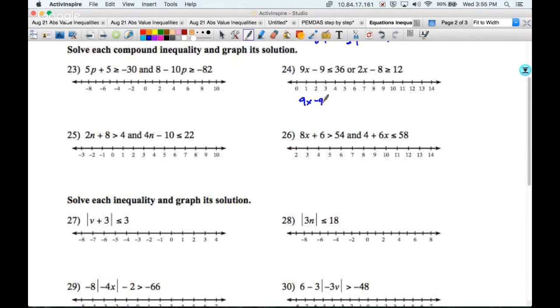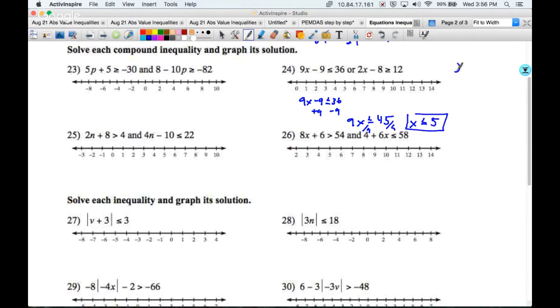The 9x - 9 less than or equal to 36. To solve that, I'm going to add 9 to both sides. 9x less than or equal to 45. Divide both sides by 9. x is less than or equal to 5. So that's part of our answer.